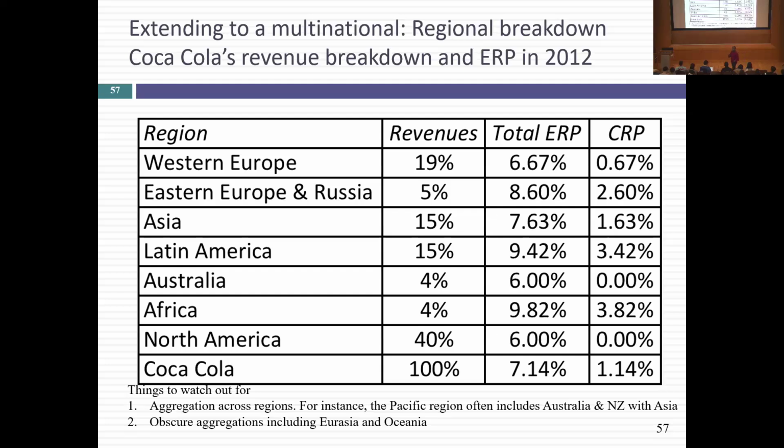As you look at your company, don't let your frustration get in the way of actually doing this, because companies are horrifically bad about breaking their revenues geographically. US companies among the worst.